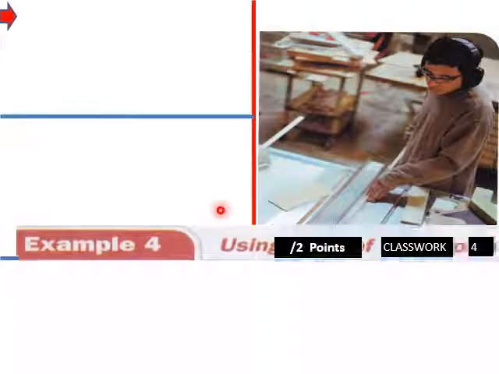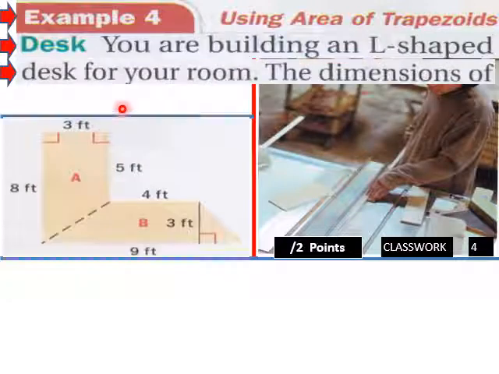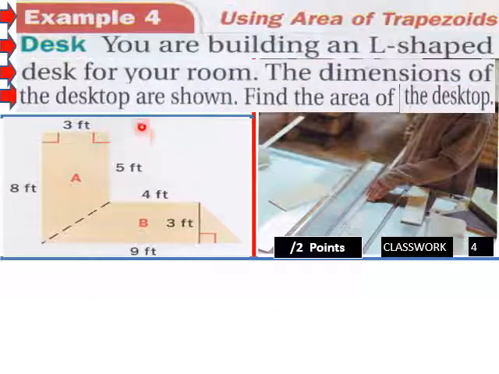Let's go to another example here. Using area of trapezoids, a desk. You are building an L-shaped desk for your room. Here's a diagram of it. The dimensions of the desktop are shown. So you got 3 feet here, this 3 feet over here as well. This has a length here of 9. And guess what these are? Both of these are trapezoids, aren't they? This space is 8, this space is 5, this space is 4, this space is 9.